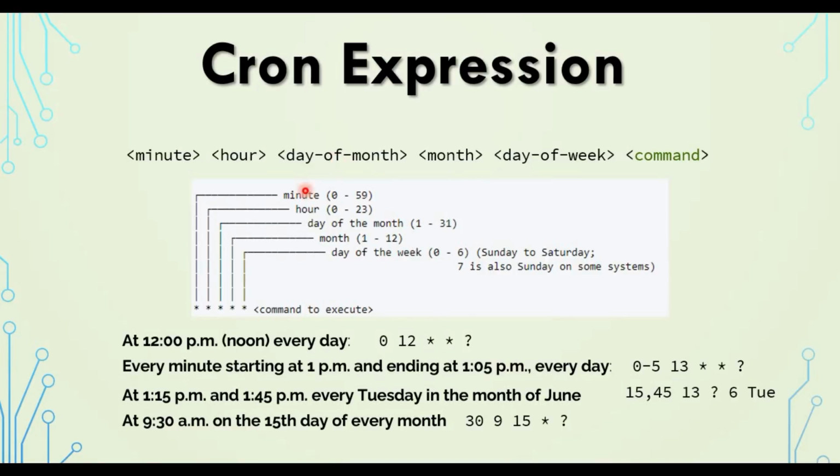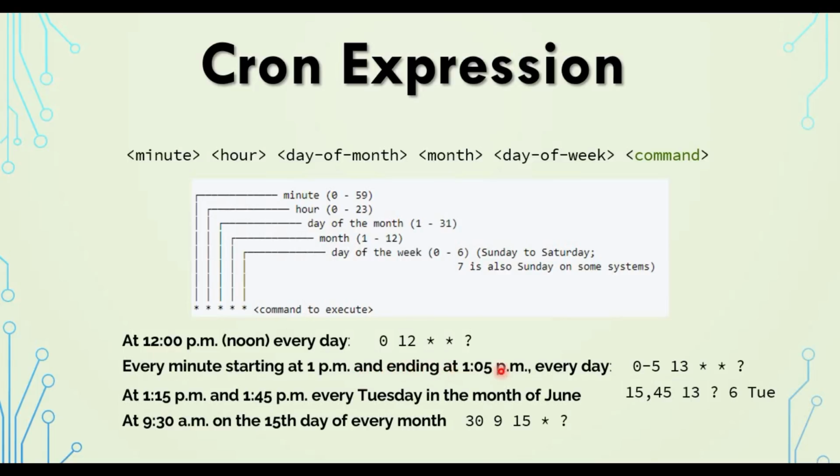Now for some simple examples: if you want to run a job every day at 12 p.m. noon, it should be 0 12. That means 12 p.m., and 0 means 0 minutes, so it will be at 12:00 p.m. Then star star star, so it will run every day. The next example is running every minute starting at 1 p.m.